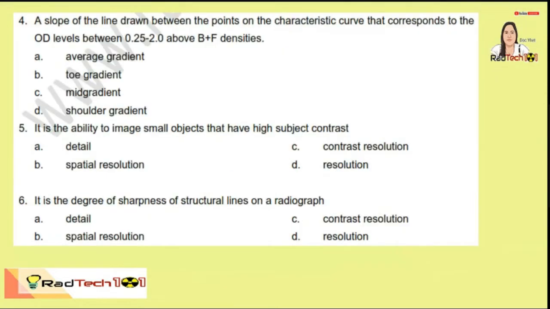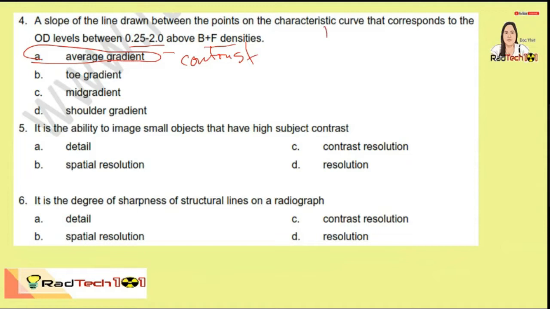So next, a slope of the line drawn between the points on the characteristic curve that corresponds to the optical density levels between 0.25 to 2 above the base plus fog densities. So this is the average gradient. Ito yung definition niya mismo from Bushong. So average gradient is also the measure of radiographic contrast. It is the straight line in the characteristic curve.